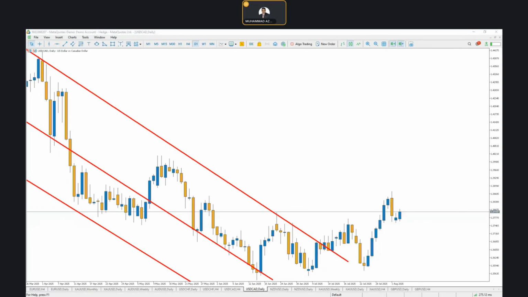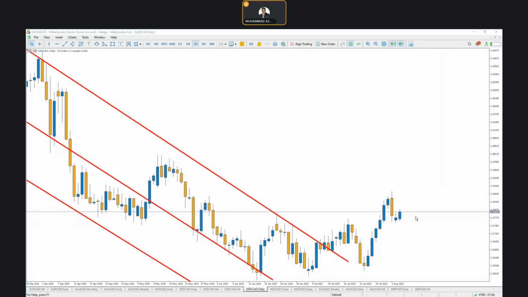Scenario number three is the unemployment rate is higher than expected. We get a greater number, meaning the unemployment rate is going to increase even more than 7%. A higher unemployment rate would suggest labor market deterioration and may boost expectations for Bank of Canada rate cuts. So CAD could weaken, leading to USD CAD moving higher as investor confidence in Canada's economy declines.